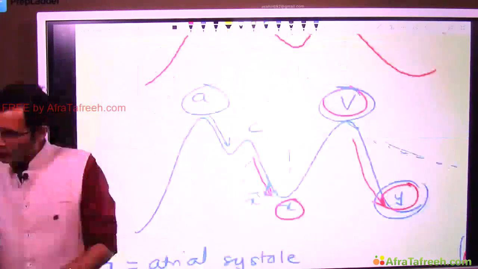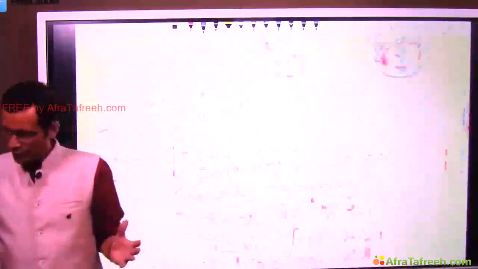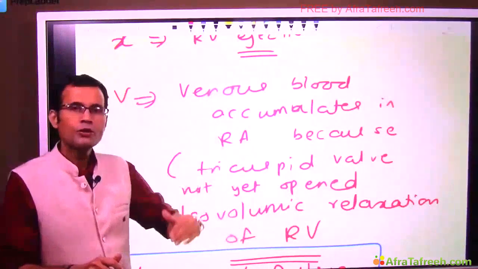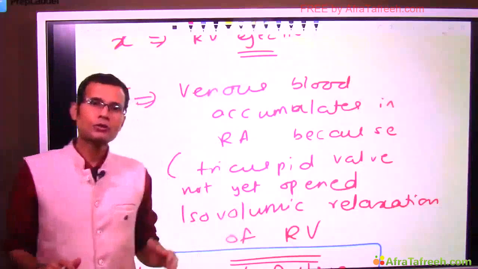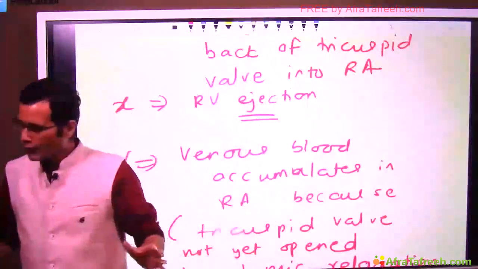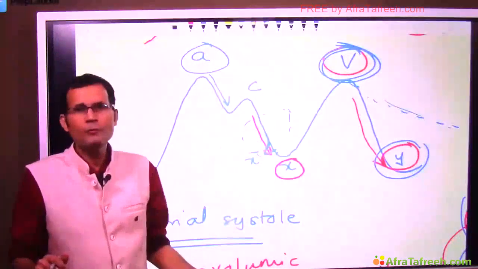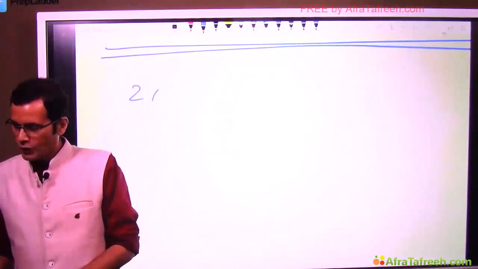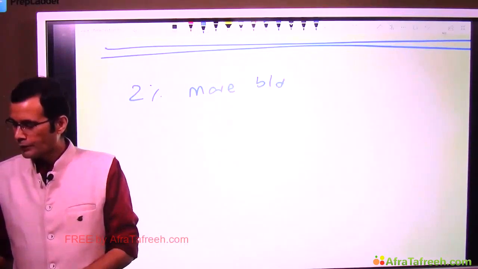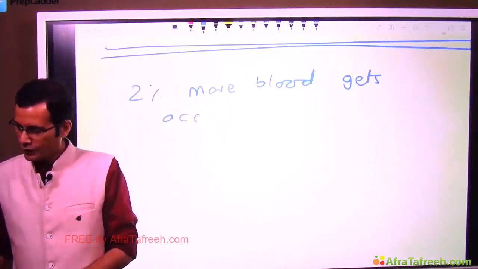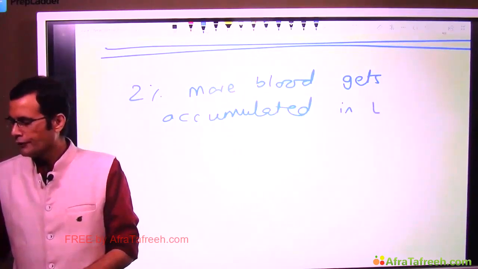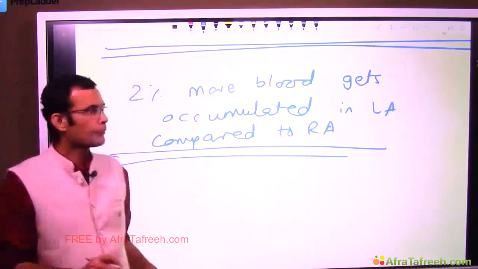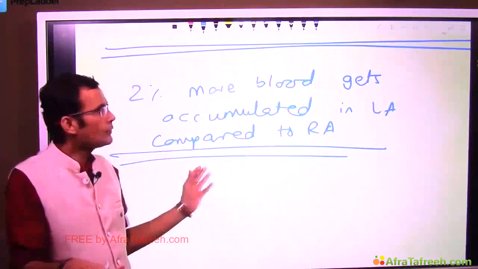Let me just explain this part. V wave is caused by what? Venous blood accumulated in the right atrium and therefore a rise of pressure in the right atrium. That is what causes the V wave. So the left atrium will also get the V wave, because of the accumulation of blood in the left atrium. But I'm saying V wave is larger in the left atrium. Why? Because almost 2% more blood gets accumulated in the left atrium as compared to the right atrium. Compared to the right atrium, 1 to 2% extra blood comes into the left atrium.